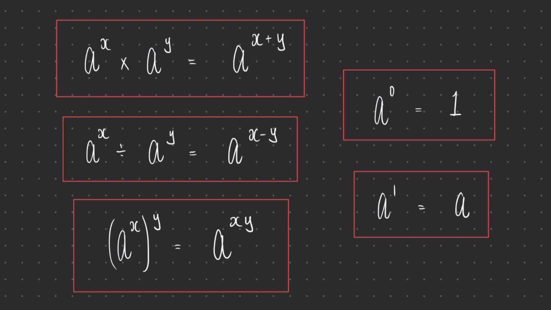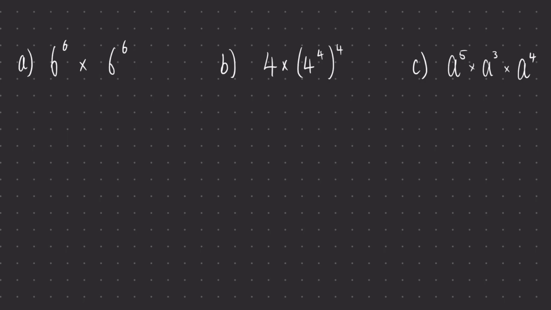So we're going to have a look at some examples now where we utilize all 5 of these in order to simplify some expressions. Let's have a look at these 3 questions here then. So the first question, I can see that the base numbers are the same. Remember, this is something to always check. And then I can see that the powers are 6 and 6.